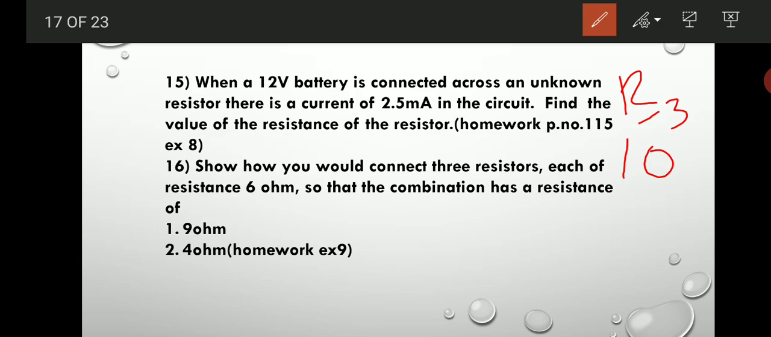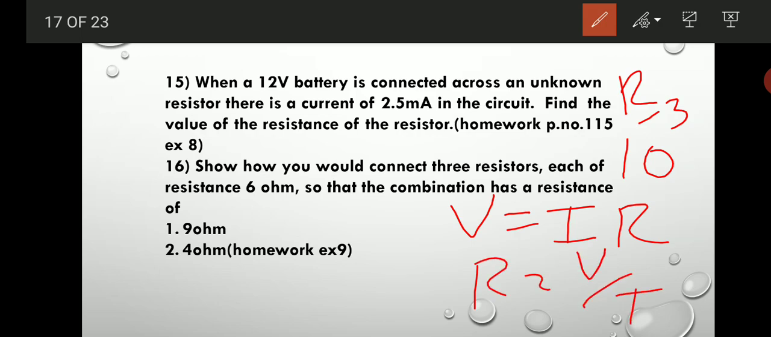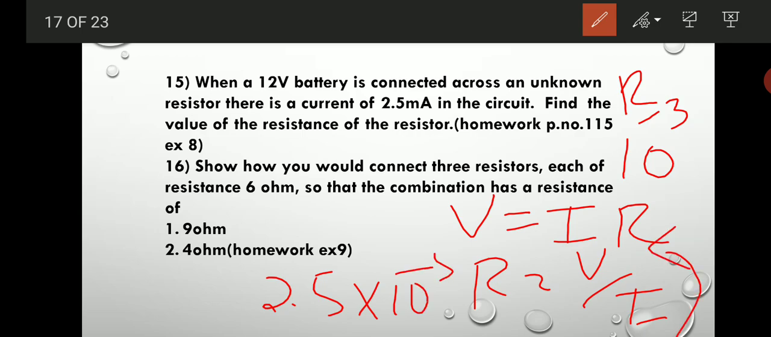Okay, so use the formula V is equal to IR. So R becomes V upon I, and V is 12 volt, and current is 2.5 into 10 to the power minus 3. Shift this 10 to the power minus 3 to the numerator and it becomes 10 to the power plus 3. Okay, then simplify that, and finally the answer will be in the form of 10 to the power 3 only.